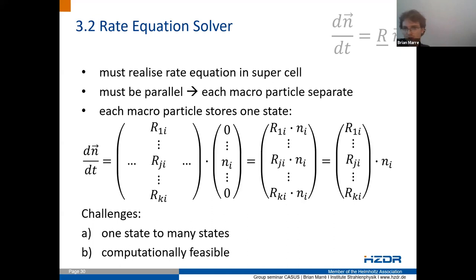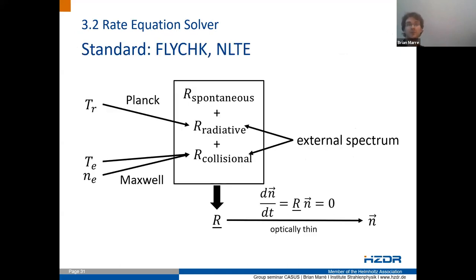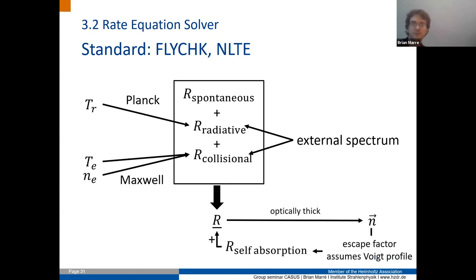Okay, so first approach, before we go to what I did, I just wanted to mention what the standard solution for a solver is, just as some sort of background. In essence, I picked as example FLYCHK, which is a non-local thermal equilibrium code. It calculates the spontaneous rate matrix based on either temperature parameters or an external spectrum you can provide, and then solves this equation for the static case. In an optically thin medium, you can simply solve it. In the optically thick medium, you also add an escape factor, which gives you some sort of feedback loop, which you can then iteratively solve for your equation, and then you will normally get a result.